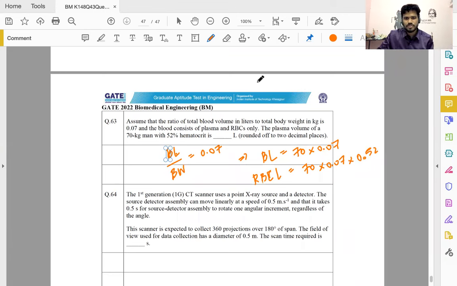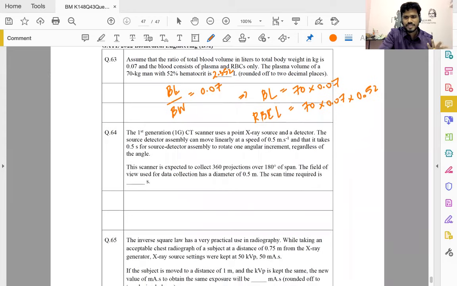So the answer you're looking for is 70 into 0.07, sorry, 70 into 0.07 into 0.48, that is 1 minus 0.52. I think again the answer key there is fine, 2.352. Fine. Yeah, this question, if you missed it in the exam, you have no excuse.